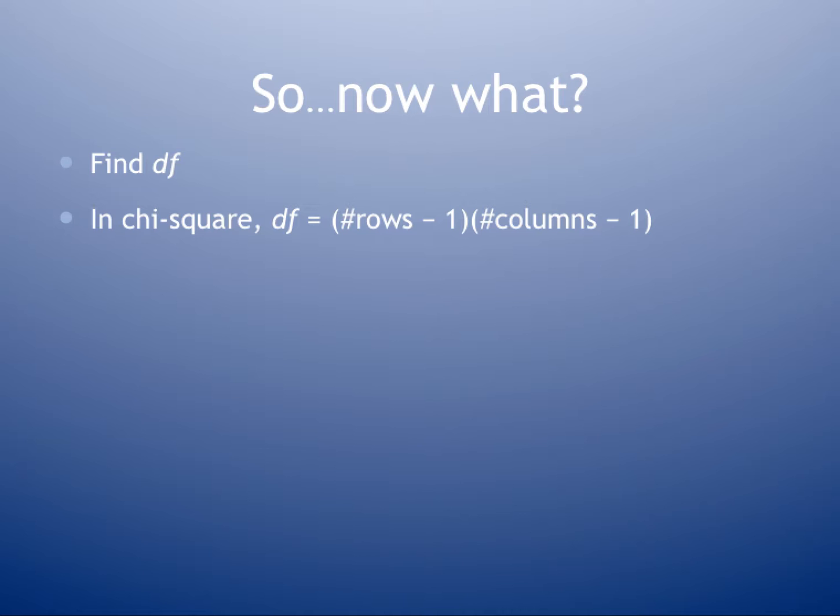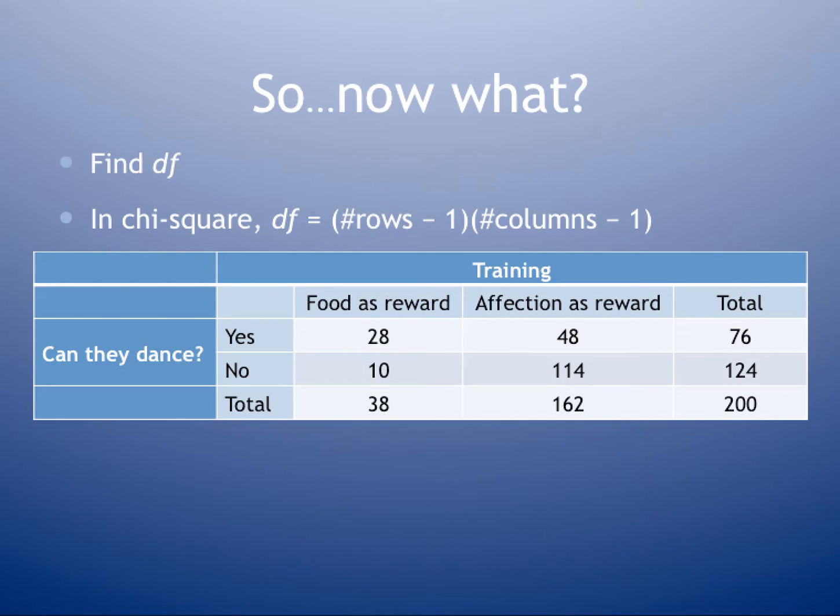So in chi-square, to find degrees of freedom, it is equal to the number of rows minus 1 times the number of columns minus 1. Degrees of freedom is almost always a pretty easy thing to calculate. So in our case, we have 2 columns, food and affection, and we have 2 rows, yes and no. So 2 minus 1 times 2 minus 1, and that equals 1. So we have 1 degree of freedom in this case.